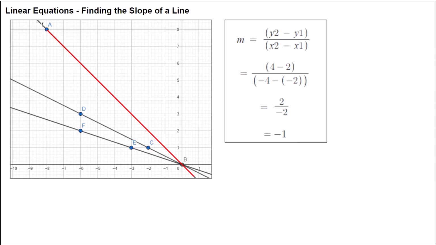If we actually calculate for the slope, we can see that we're calculating the slope between the vertical points 4 and 2. If we take the difference between the corresponding x values of those points, we get negative 4 minus a negative 2, which gives us 2 over negative 2. So the slope here is negative 1. And we know because of the negative sign that it's going down instead of up.